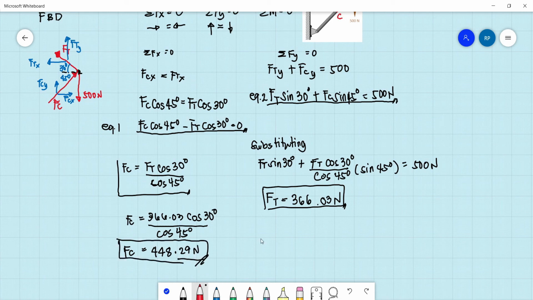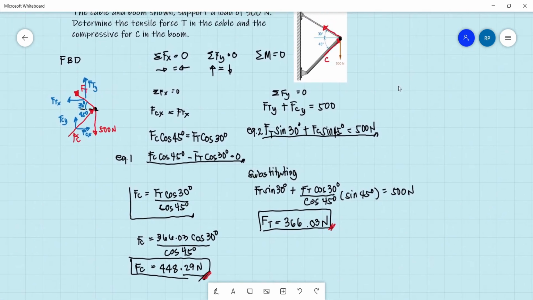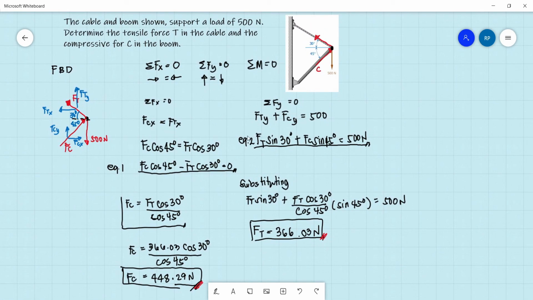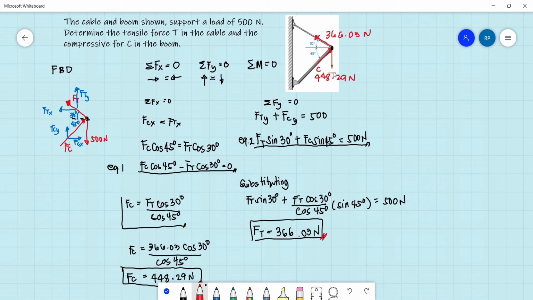So there you have it, class. Our answers for the tensile force in the cable and the compressive force in the boom should be: for the tension, we have 366.03 newtons, and for our compressive force in the boom, we have 448.29 newtons. So basically, these are our answers.